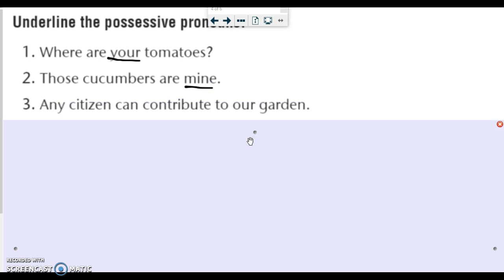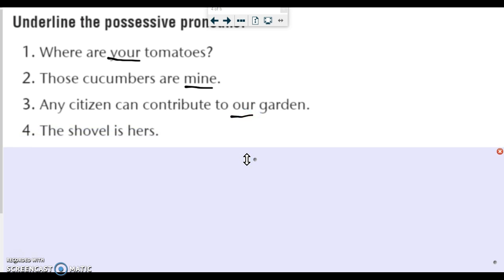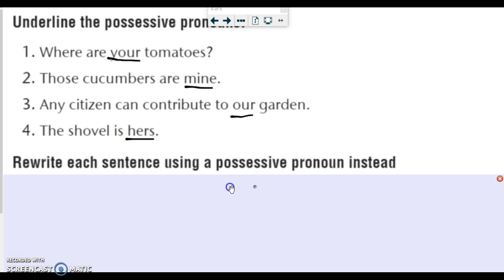Any citizen can contribute to our garden. So let's look at possession. We're talking about the garden. So we're saying it's our garden. Here we go. The shovel is hers. Whose shovel is it? It's hers.